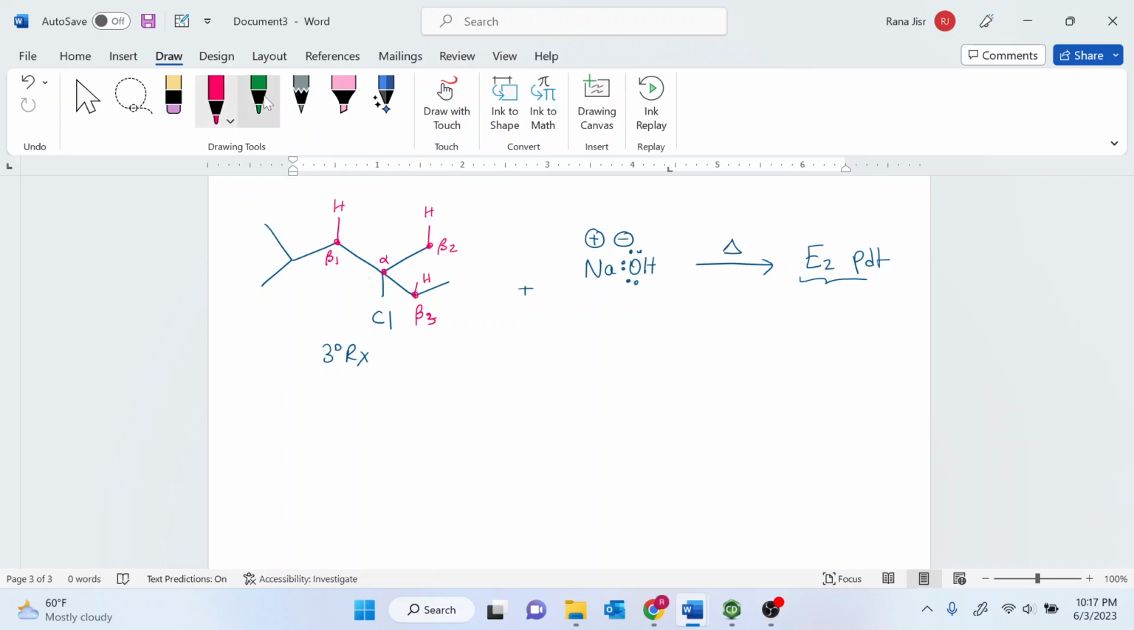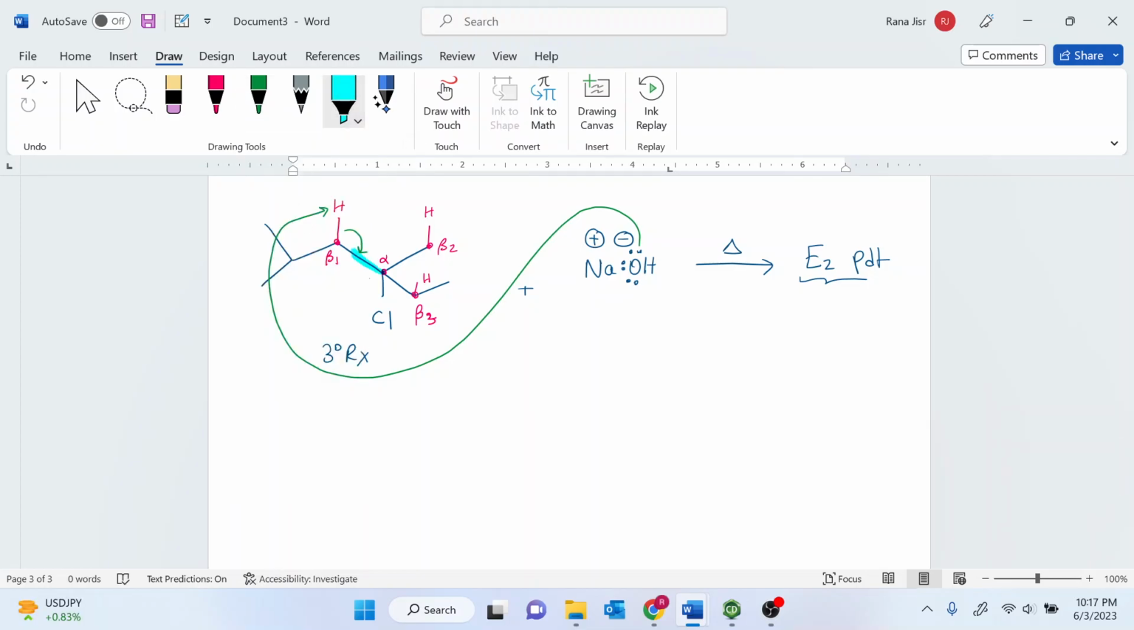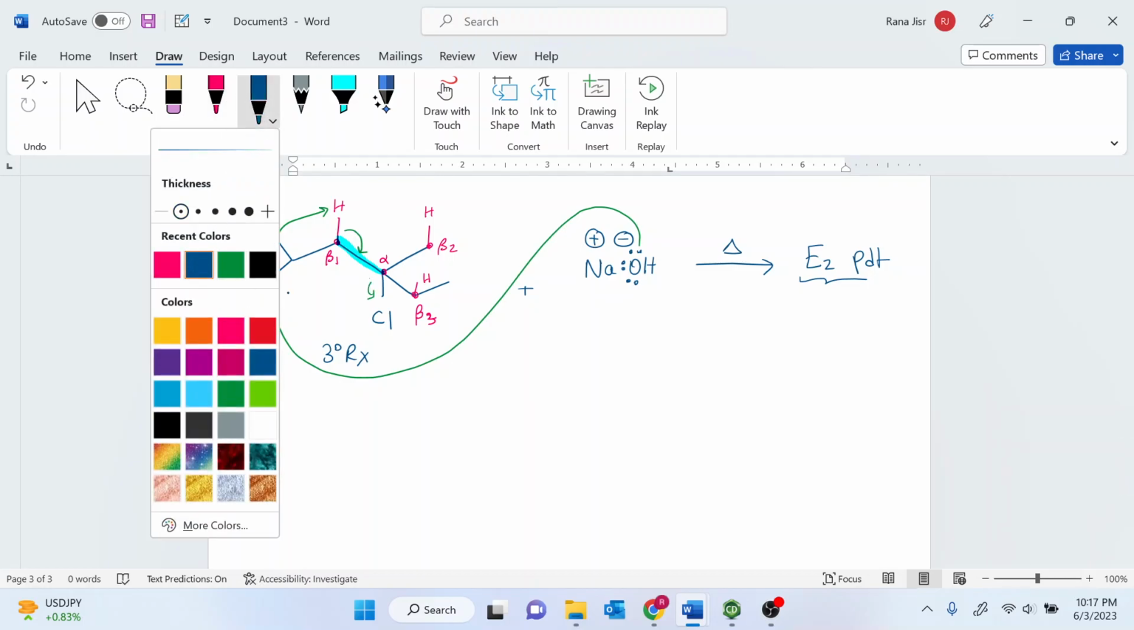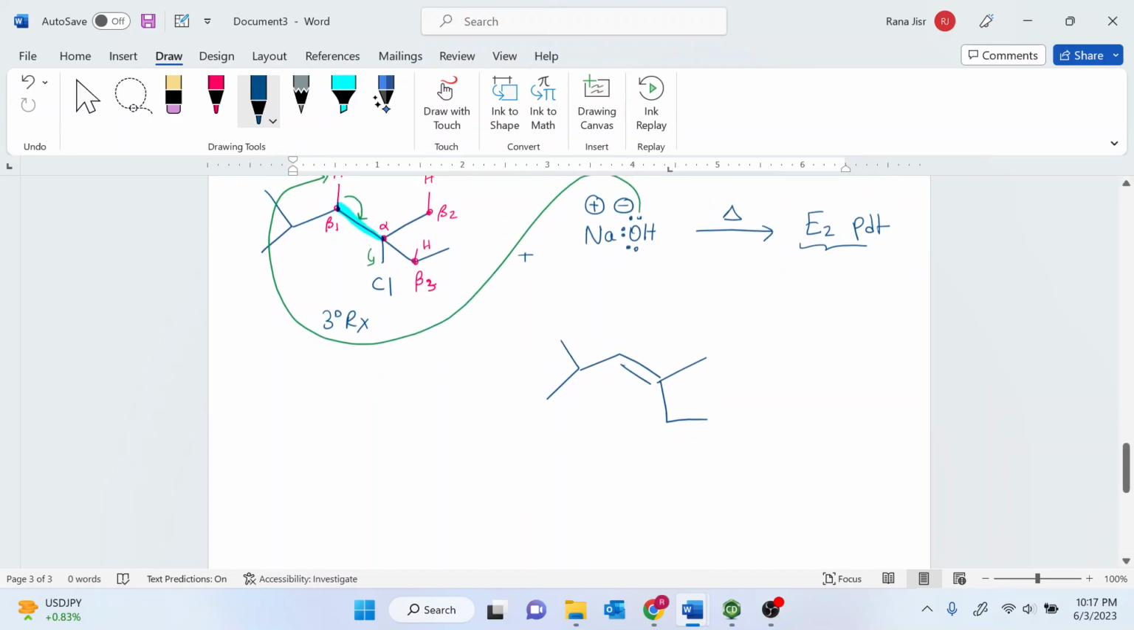And then let's go ahead and start with each one. So the base is going to come, take the beta 1 hydrogen, and form a double bond. Always the double bond is going to form between the alpha and the beta, and then the halogen is going to leave. This is going to be my first alkene that I will be forming. So the first E2 product is going to have a double bond here, and then I'm going to end up getting the rest of the alkenes in there.